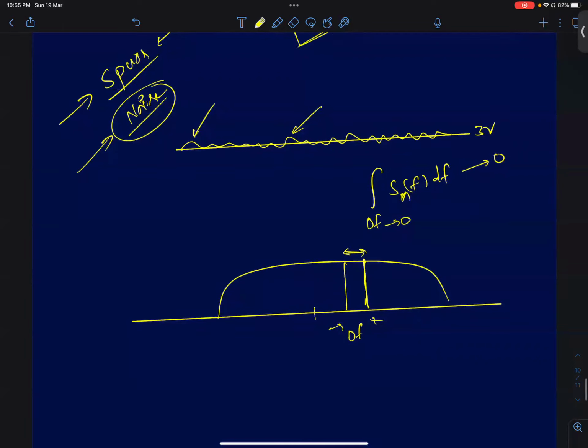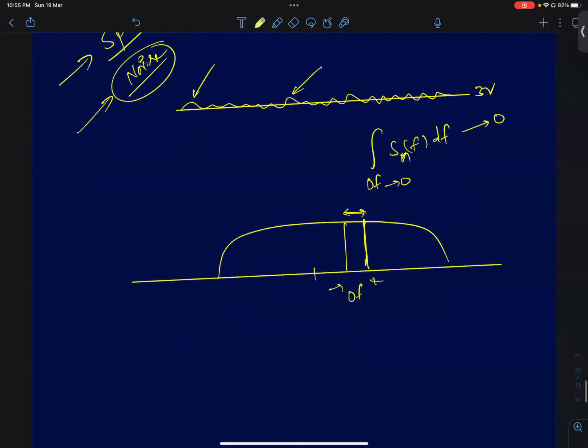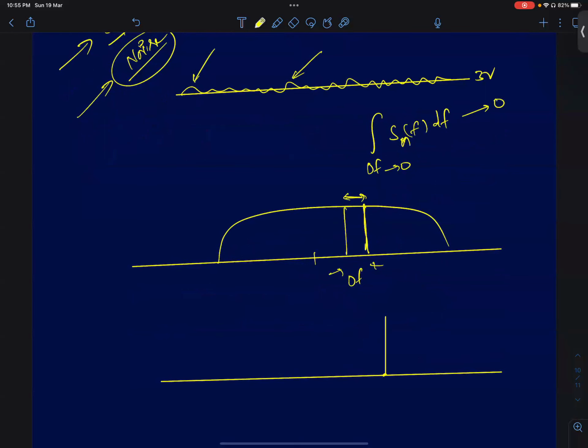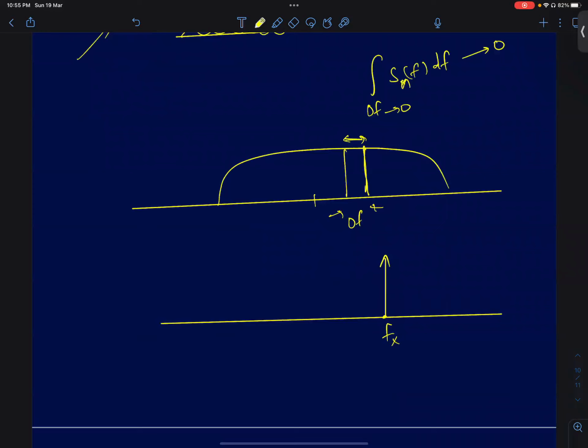For a spur, on the other hand, if you plot the power spectral density of a spur, it will be just one impulse at a single frequency. In practice, you don't have an impulse function, but for mathematical convenience, we use impulse functions, because impulse functions can exist for no time. If I ask you to find out the spread of the impulse function, it is 0. But it will integrate out to a finite value.